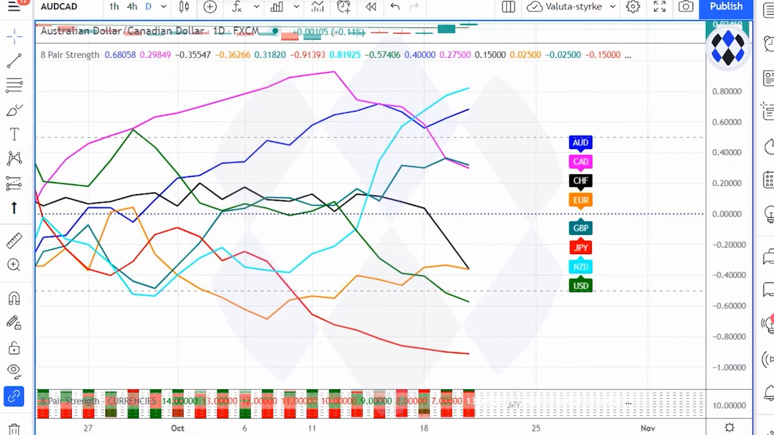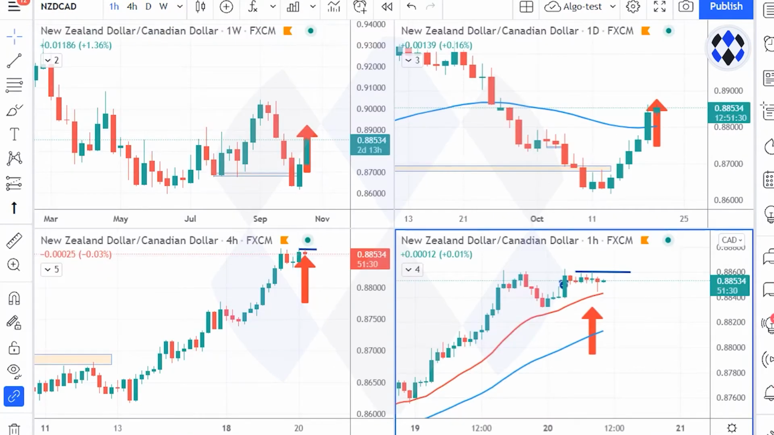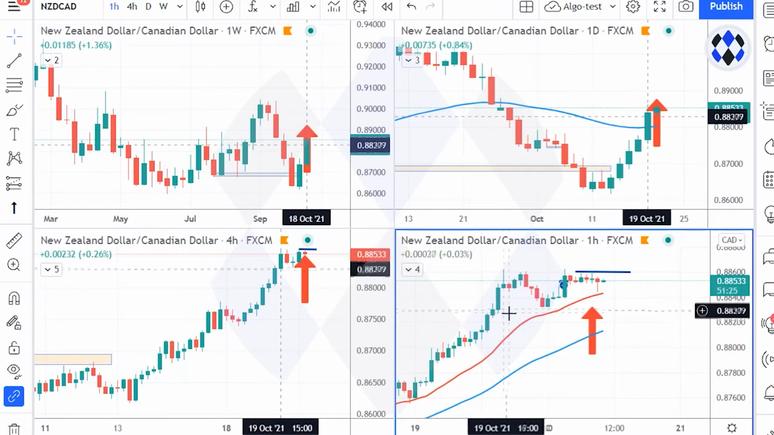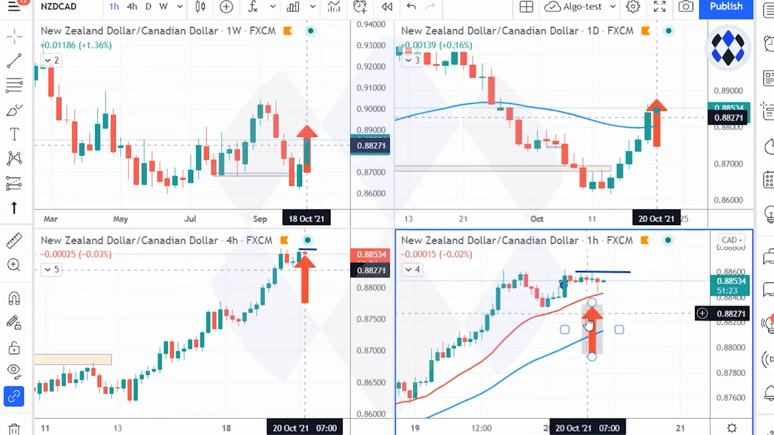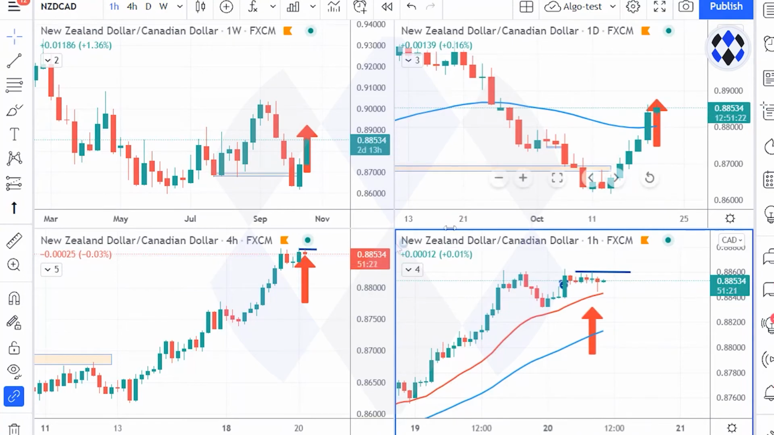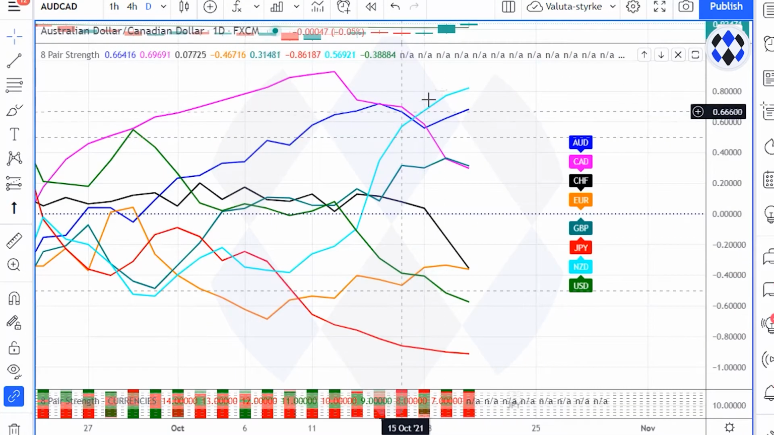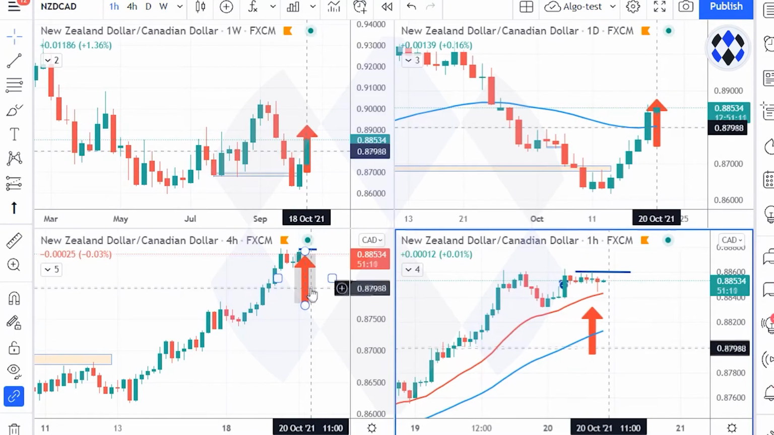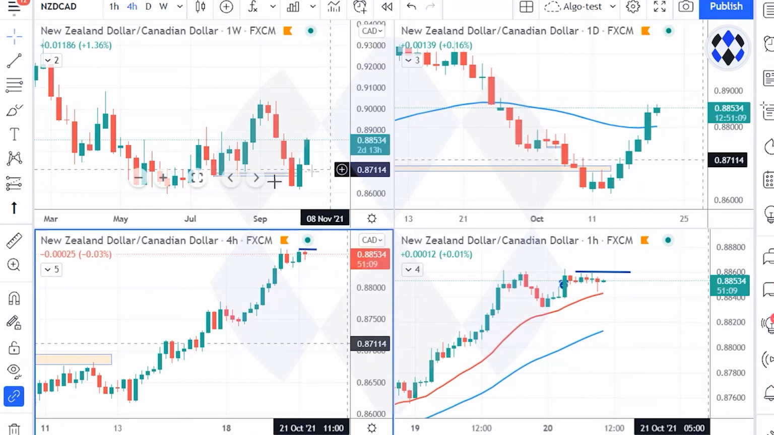So if we try and have a look at the chart here, as you know, I have my weekly, my daily, my 4 hour, my 1 hour. This is a trade that I'm looking a bit at here. This is the New Zealand dollar CAD, and as you know, we have the New Zealand dollar that is strong, we have the CAD that is dropping, the Canadian dollar here. So looking at this combination makes sense. Let's just remove this arrow here.